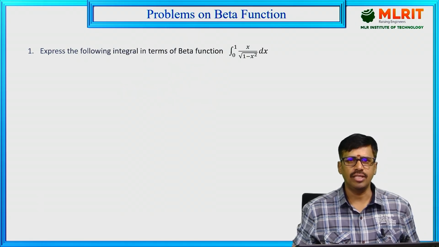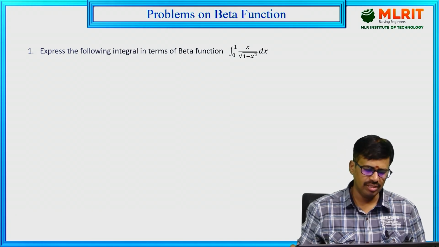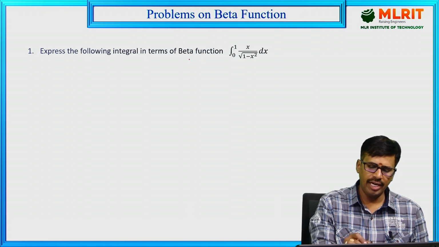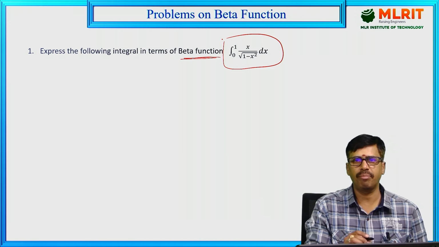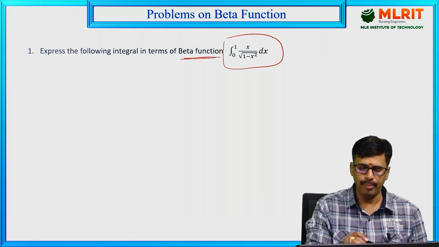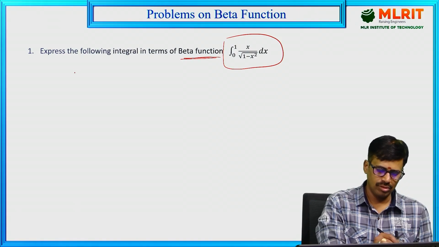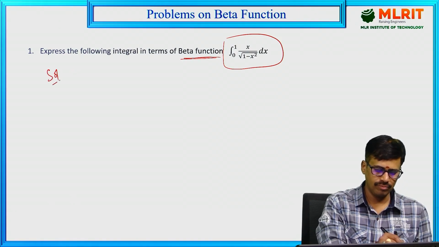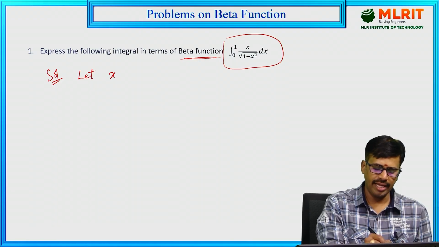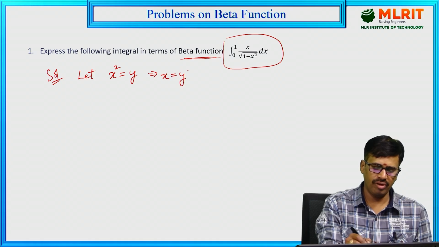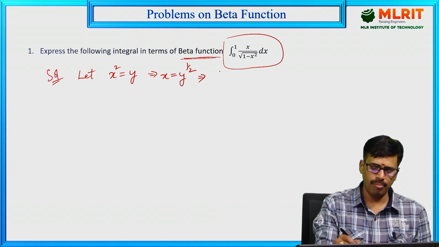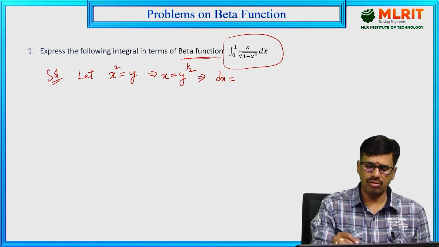Let us see problems on beta function. Express the following integral in terms of beta function. We have to represent this integral in the form of beta function. So for that, let us take x square equal to y. That implies x is equal to y power 1 by 2. That implies dx is equal to 1 by 2 into y power 1 by 2 minus 1, that is minus 1 by 2 dy.